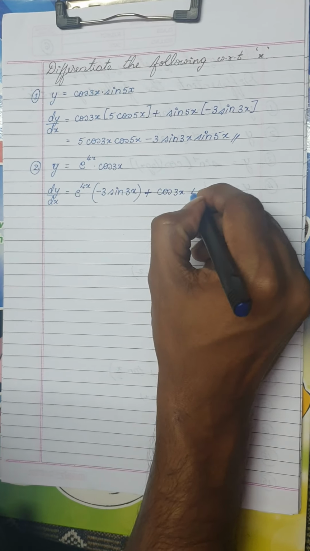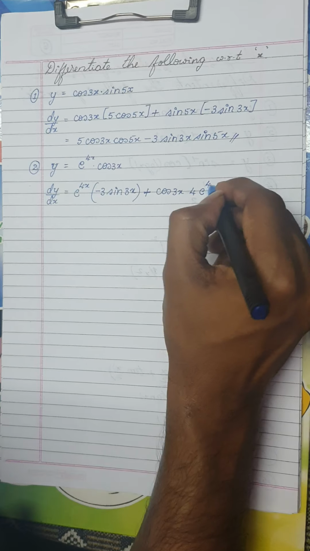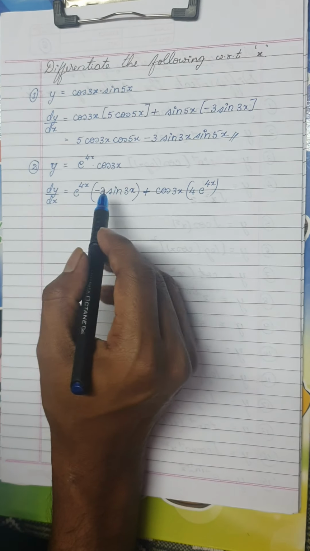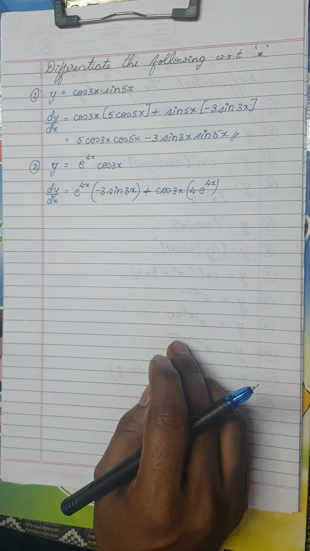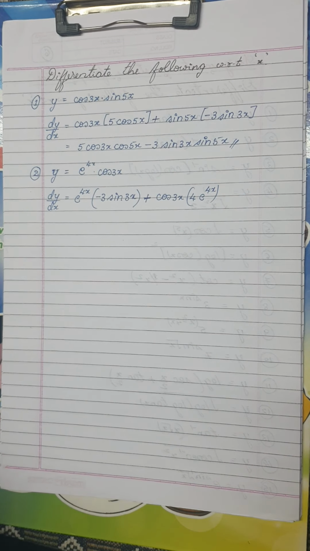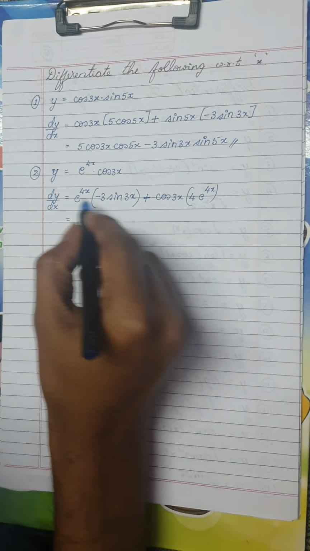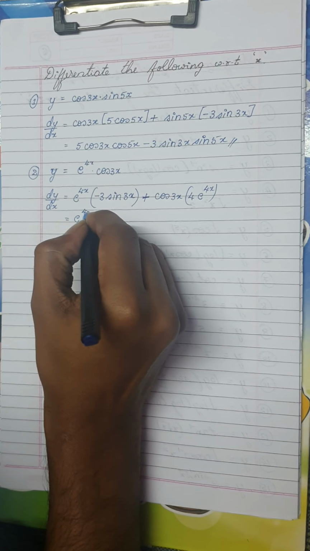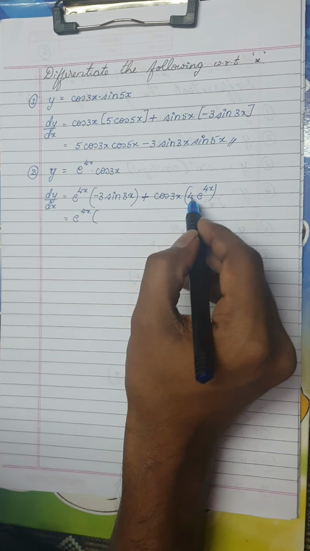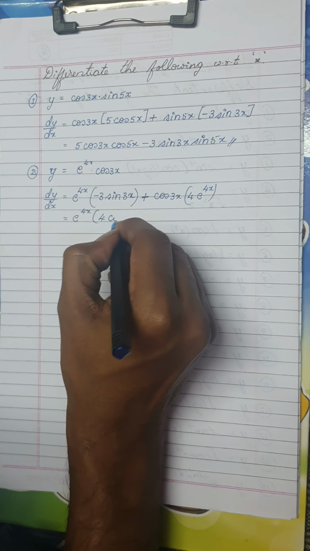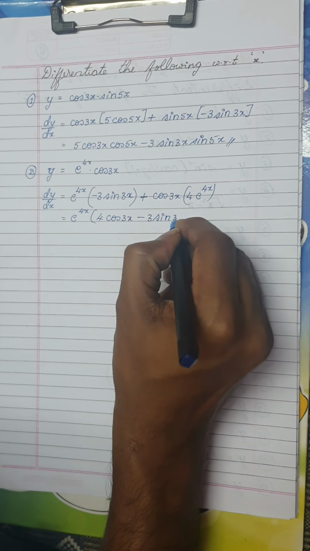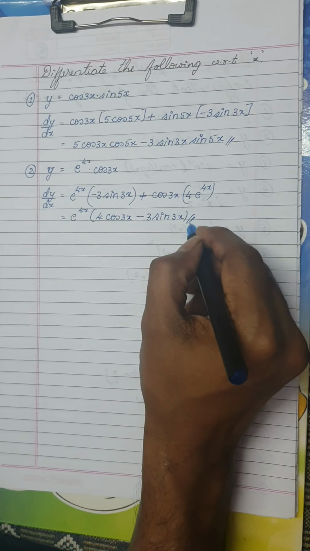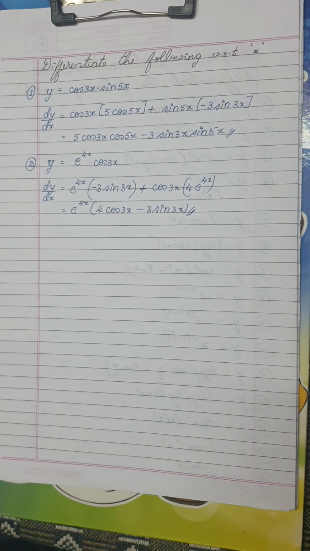derivative of e power ax. What is the derivative of e power ax? It is a into e power ax, isn't it? Use a bracket here. We'll continue. In both the terms we have e power 4x common. So if I remove e power 4x, now this is a negative sign, so I'm going to write this term first. So it is 4 cos 3x minus 3 sin 3x. Okay, easy, isn't it? So this is the derivative of the given function.